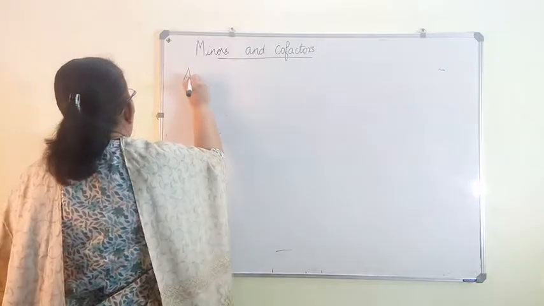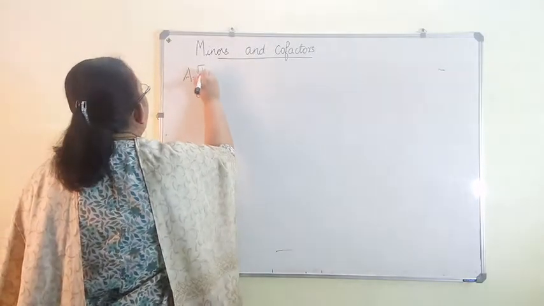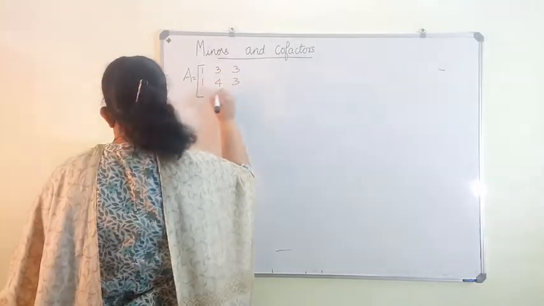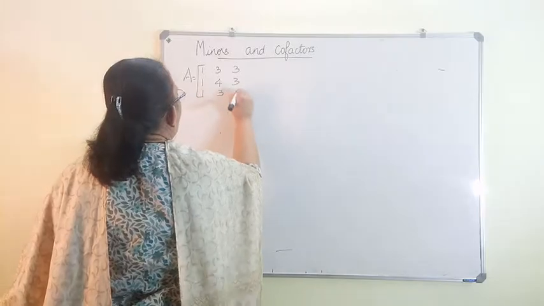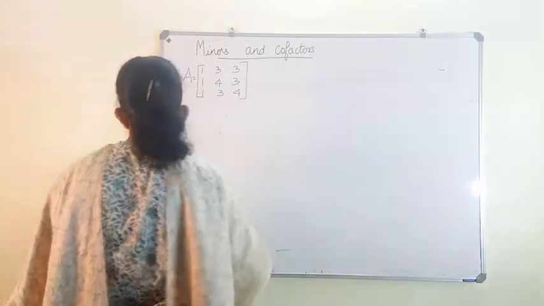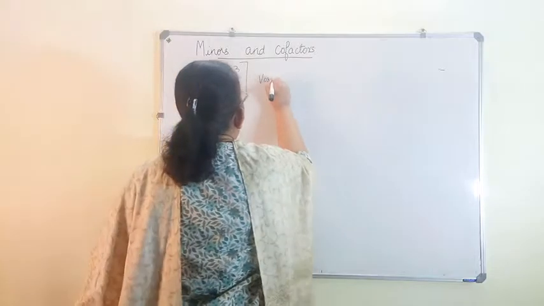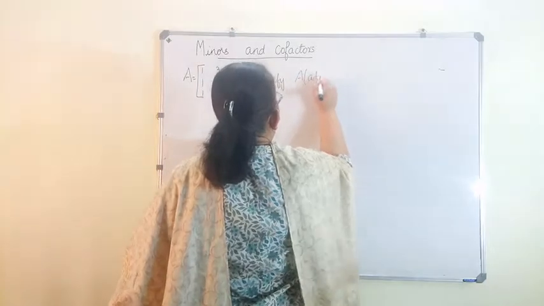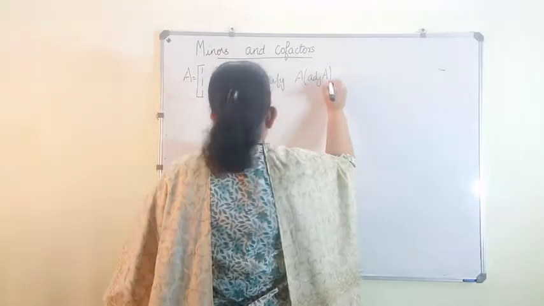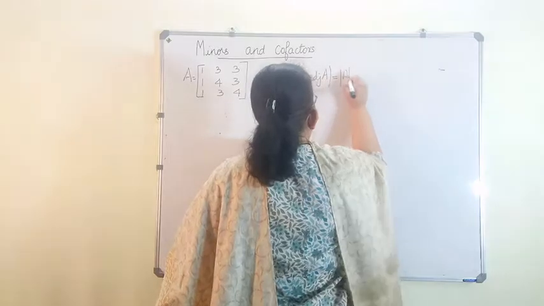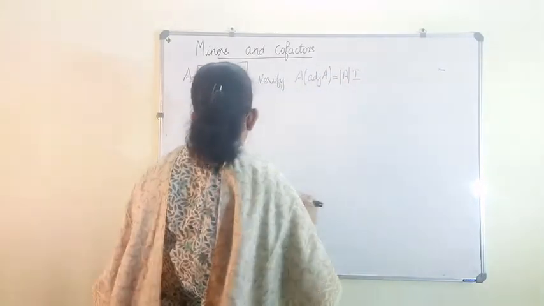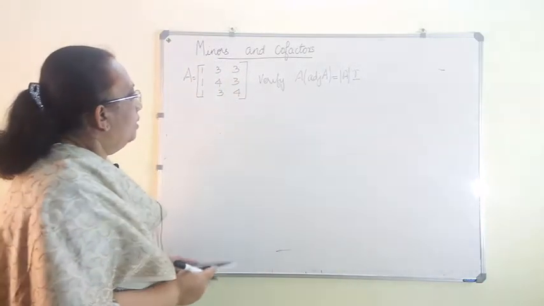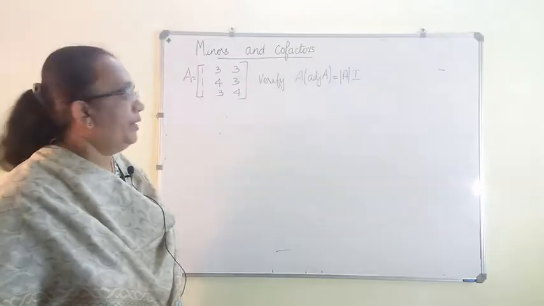A is equal to the matrix 1, 3, 3, 1, 4, 3, 1, 3, 4. Now it is a 3 by 3 matrix. Verify A into adjoint of A is equal to determinant of A into I, where I is an identity matrix. Verify A into adjoint of A.